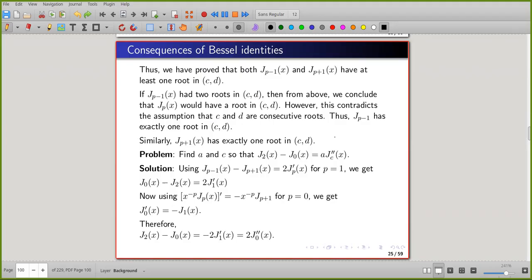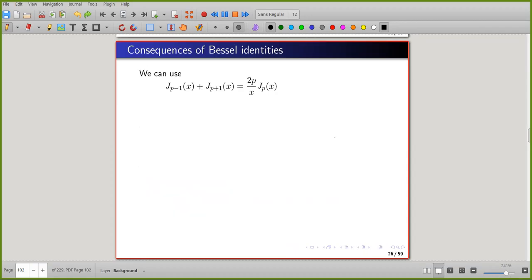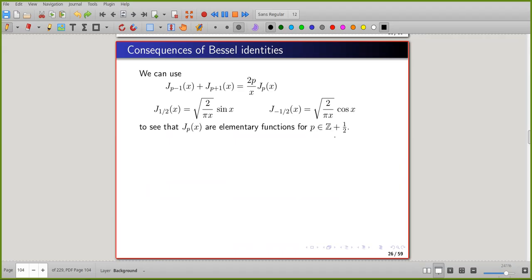Okay. So this is also fairly easy. It's just a consequence of the Bessel identities. Hence a is equal to 2 and c is equal to 1. And we can use these three relations to see that Jp(x) are elementary functions.